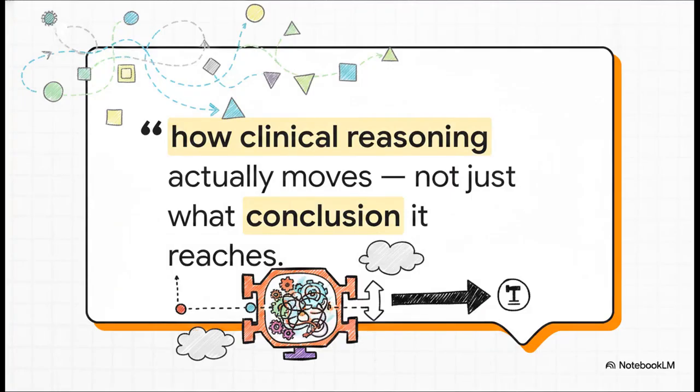So, to really grasp this concept, we have to treat clinical reasoning like a tangible architectural structure, one that has a measurable failure surface. As Dr. Gupta establishes right out of the gate, we're studying how clinical reasoning actually moves, not just what conclusion it reaches. We're tracking that invisible movement of the mind from raw observation all the way to a finalized judgment, looking for the exact stress points where the structure starts to crack.